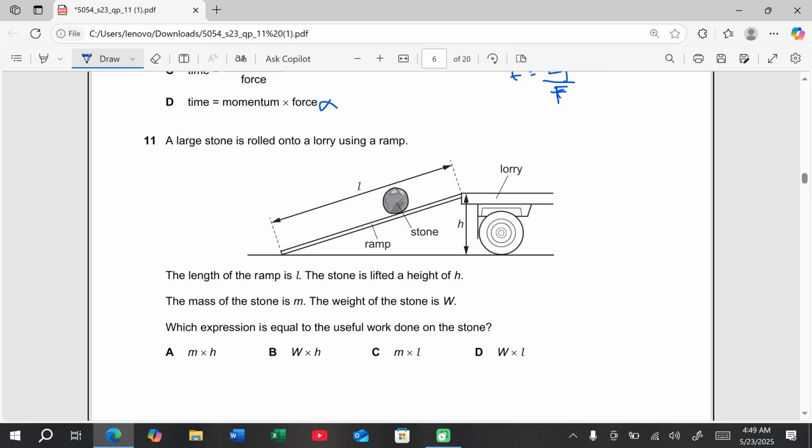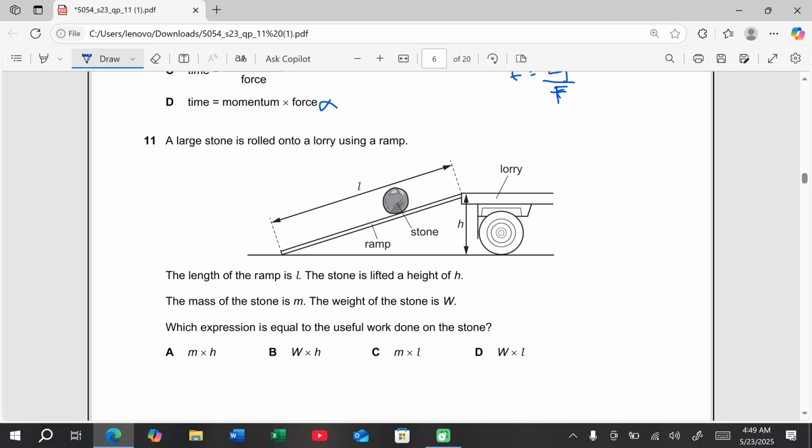Now you'll be using P is equal to F over A. Force is given. I'm going to use 6,000 times 9.8 over 0.8. So when you calculate this, you're going to get 74,000 as an answer.